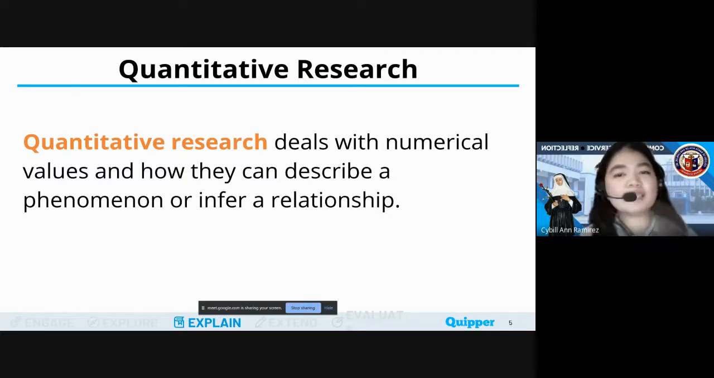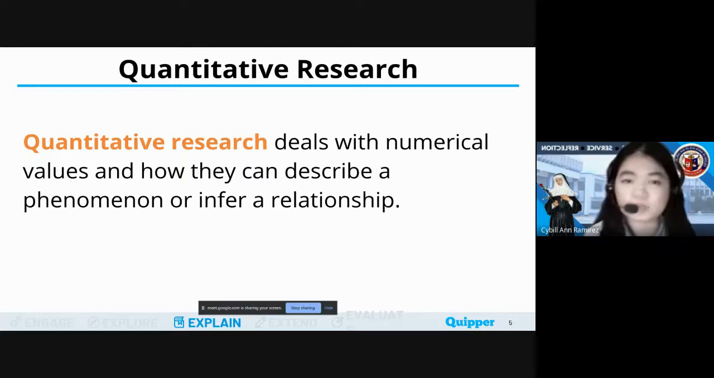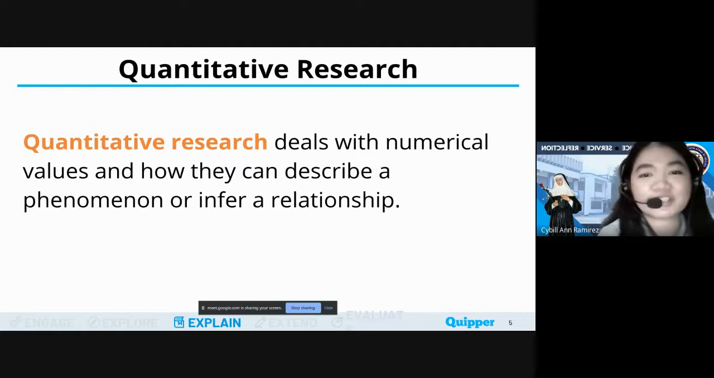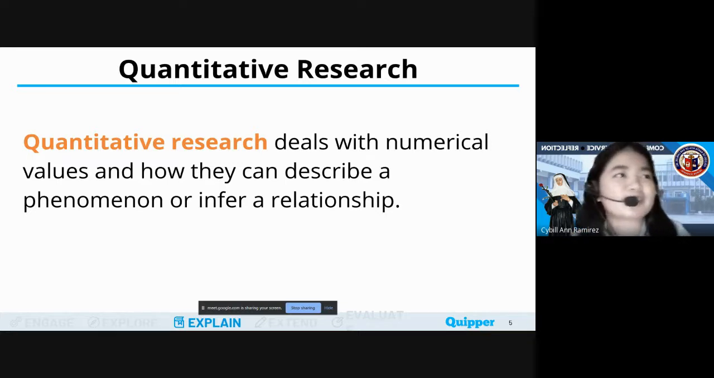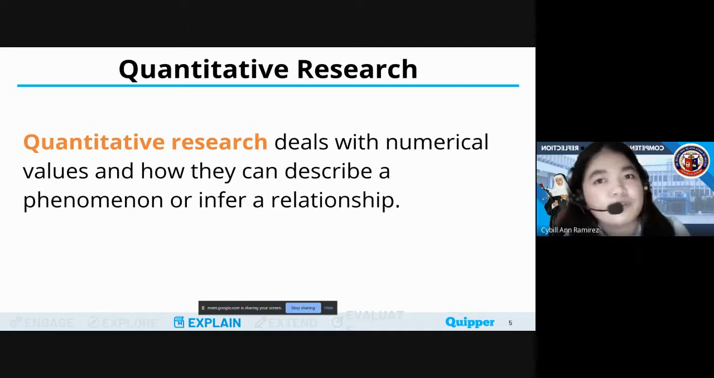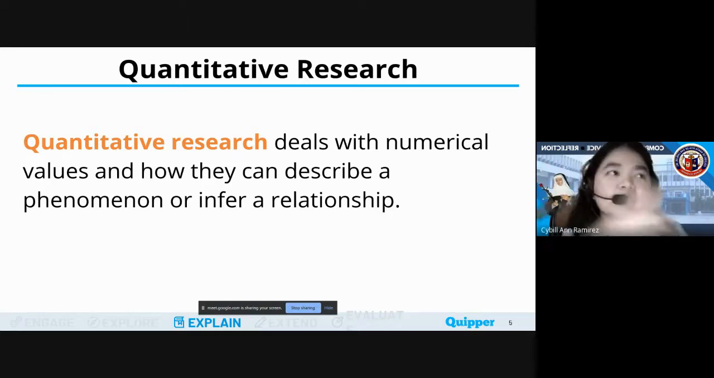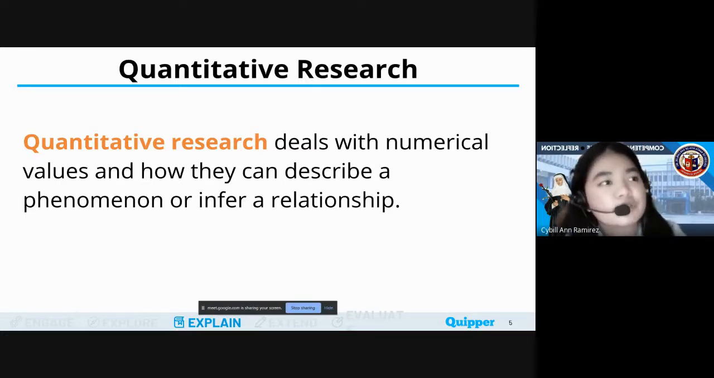So, in quantitative research, it deals with numerical values. It heavily relies on statistics because, like what I've said, the results can really be interpreted statistically. Let's go back to the example, so that it's understood, like what Ma'am Da said. For example, I'll deal with non-experimental research so it's closer to you, guys. Some of you will not be going with experimental research. So, for example, non-experimental.